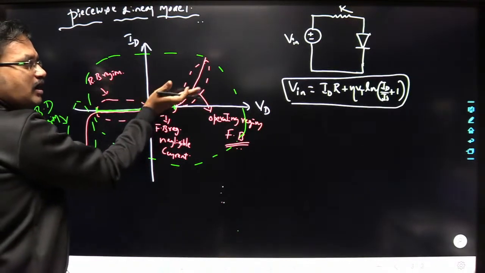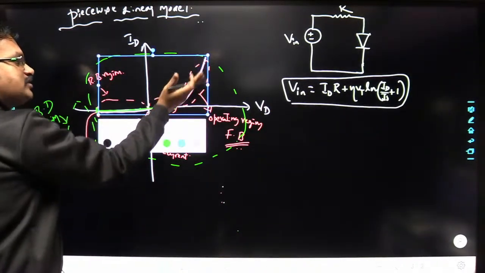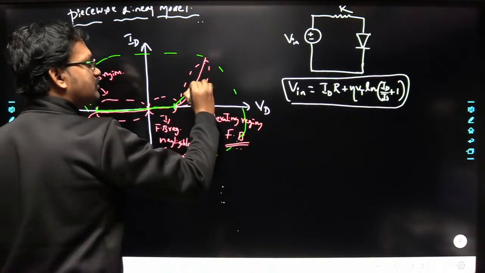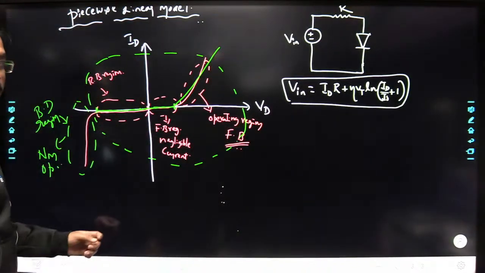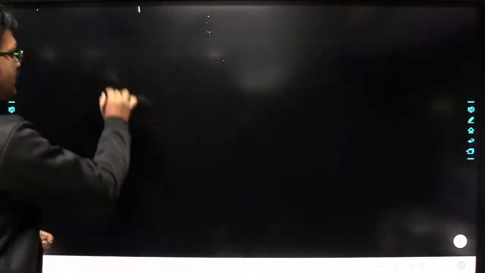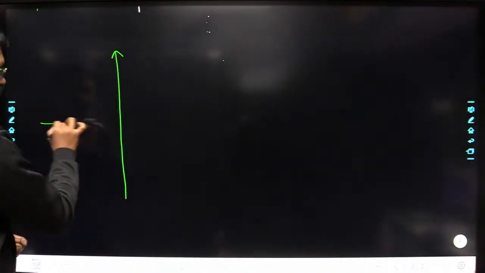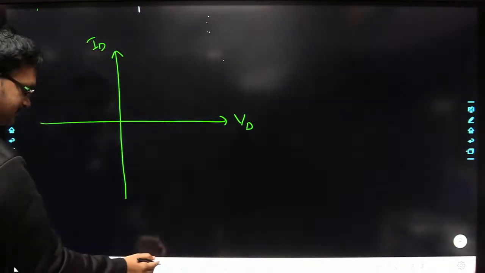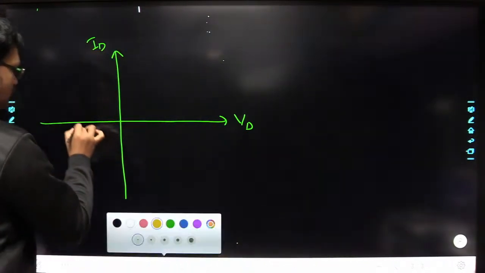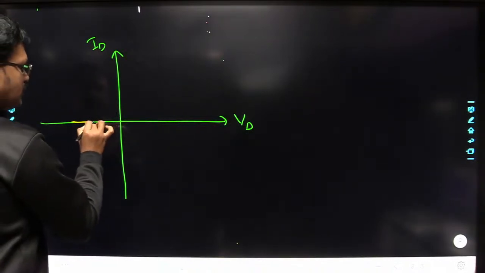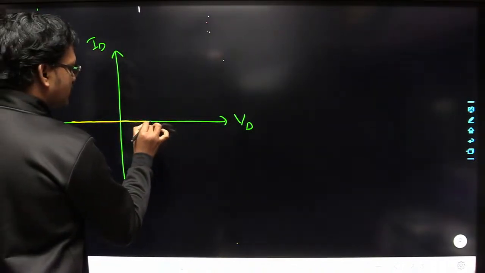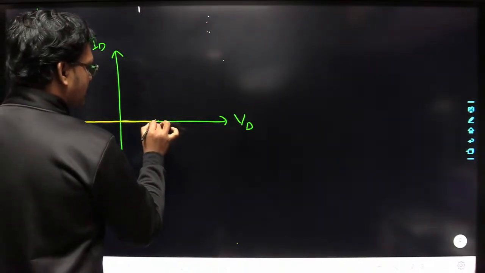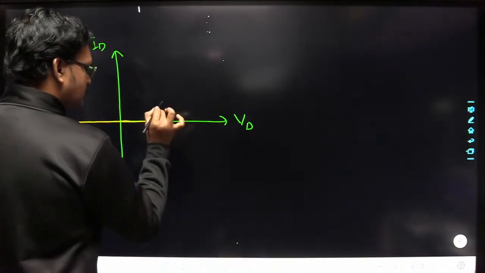So instead of representing it like a curve like this, I am going to represent this with a straight line like this. Okay, so finally what I am getting here is, this is VD and this is ID. So here the current is approximately 0, and here this is the cut-in voltage V gamma.